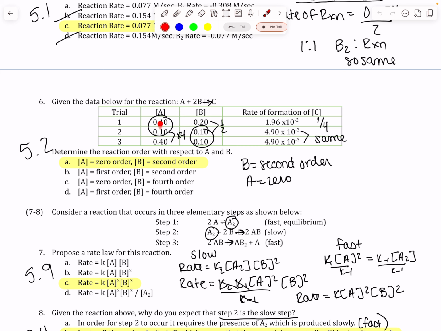So when I hold A constant, B is halved, and the rate of formation of C is quartered. So that is going to be second order. And then when I hold B constant at 0.1, A is times by 4, but C doesn't change the formation rate. So that is 0th order. So I just look for that one, and it is A.